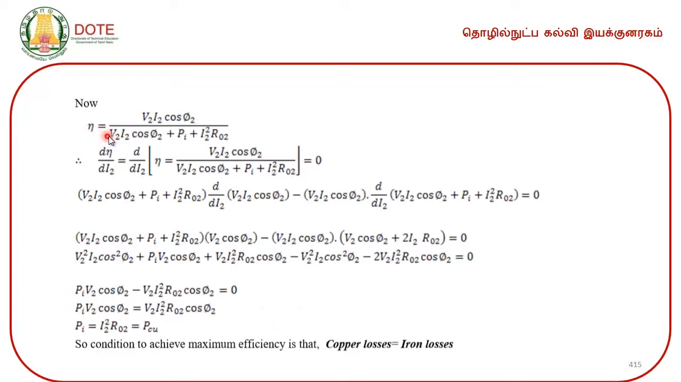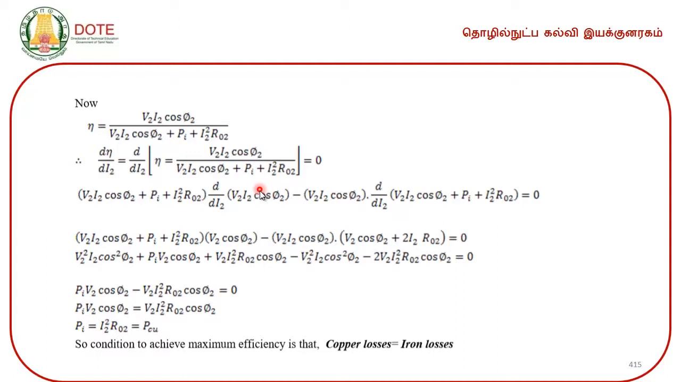We know that eta is equal to V2 I2 cos phi 2 divided by V2 I2 cos phi 2 plus iron loss, that is Pi, plus I2 square R02, that is total copper loss. Now, we need to find out the condition for the maximum efficiency. So, d eta by d I2, the rate of change of the efficiency with respect to I2, which is equal to d by d I2 of V2 I2 cos phi 2 divided by V2 I2 cos phi 2 plus Pi plus I2 square R02, equal to 0.